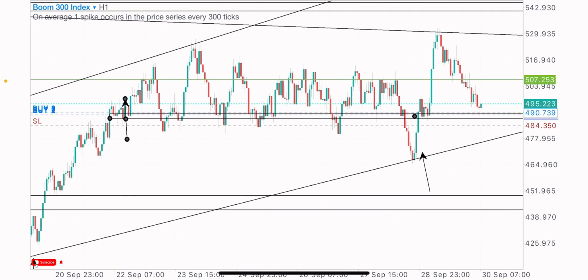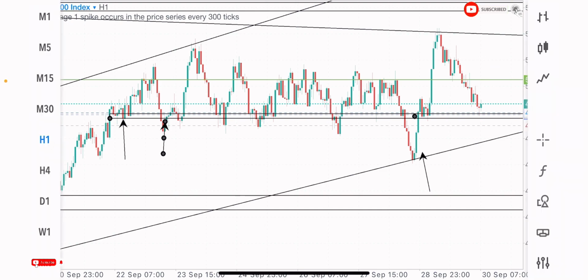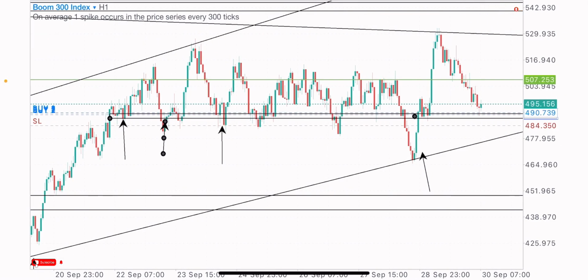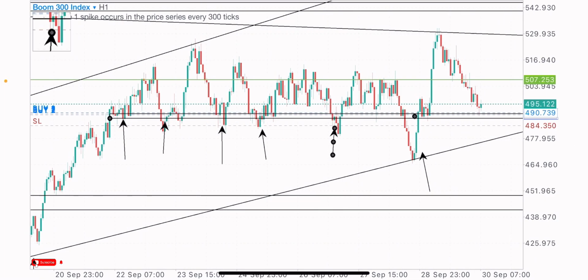So we got the first test of this key level at this point, right? We got the second test at this zone. We got the third test at this point. Then we got the fourth test of this key level at this zone. The fifth test at this point as well.